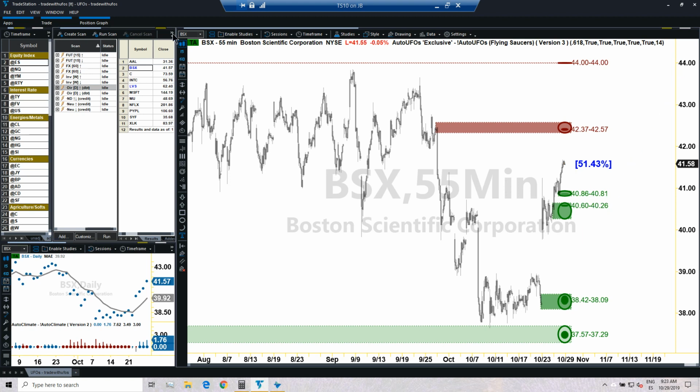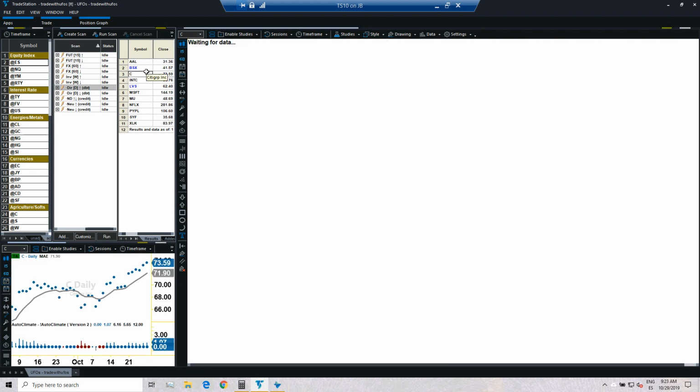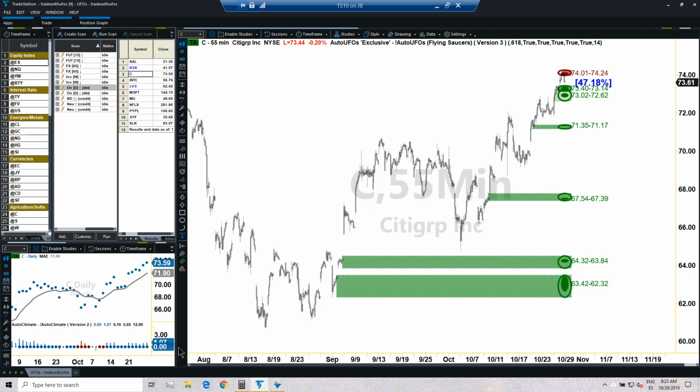But not today. So we're going to look at Citibank, or I should say Citigroup, and look at what we have. Here we have a very stretched market, very similar to American Airlines, 12 candles out of 6. So certainly staying away from it would be a better idea.